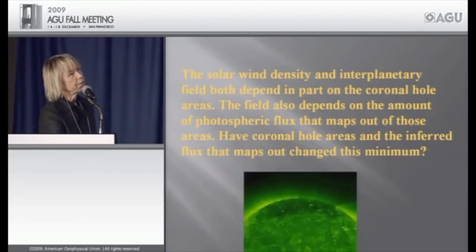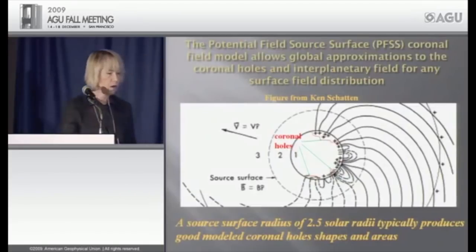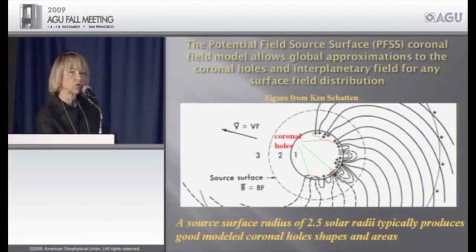Now, the solar wind density and interplanetary field both depend in part on the coronal hole areas, not only the generation mechanism. So one question is whether the amount of photospheric flux and also solar wind flux that's mapping out has to do with changes in coronal hole areas as opposed to changes in the actual generation mechanism. And we can test things with the knowledge we have now. One of the models we have to use is the potential field source surface model. It's not perfect, but it's simple. It allows us to evaluate, for any field pattern on the sun, the open and closed field regions, and therefore presumably the area of these open field foot points through which the solar wind is reaching us.